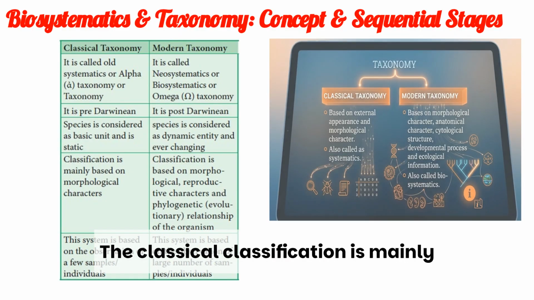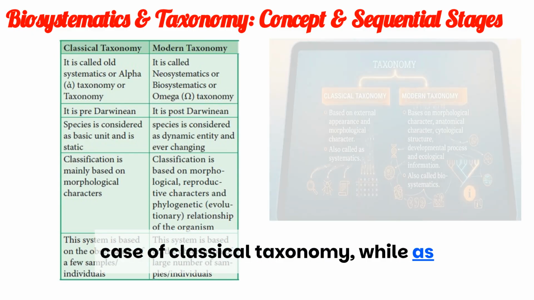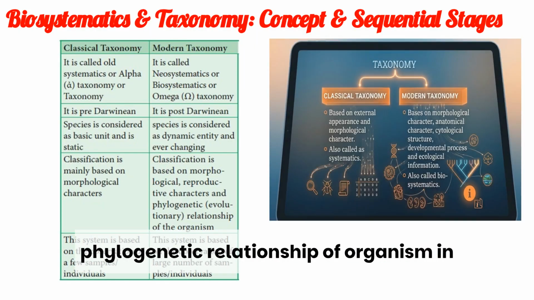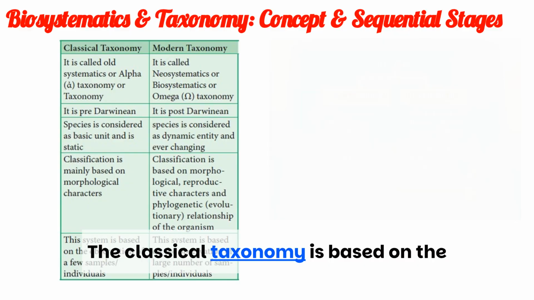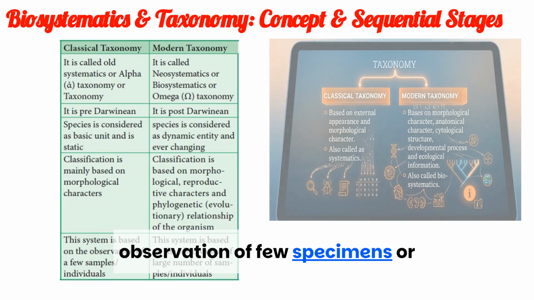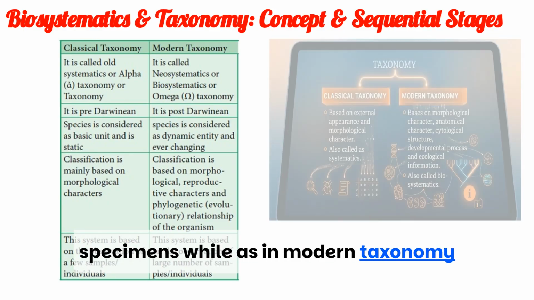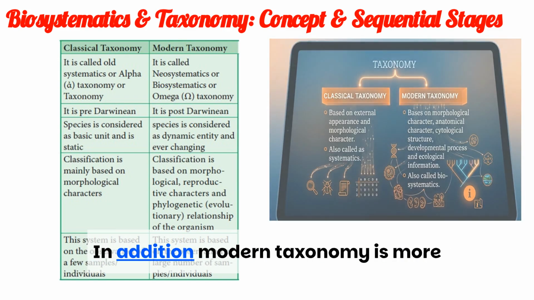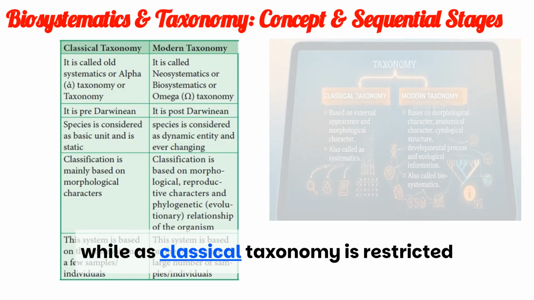Classification is mainly based on morphological characters in classical taxonomy, while in modern taxonomy it is based on morphological and reproductive characters as well as the phylogenetic relationships of organisms. Classical taxonomy is based on the observation of few samples or individuals, also known as type specimens, while in modern taxonomy, the classification is based on the observation of a large number of samples. In addition, modern taxonomy is a more holistic and vibrant system of classification, while classical taxonomy is a restricted system of classification.